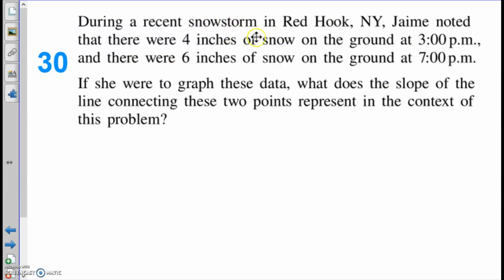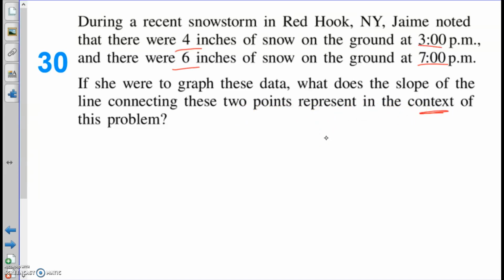30. During a recent snowstorm in Red Hook, New York, Jamie noted that there were 4 inches of snow on the ground at 3 p.m. and then 6 inches of snow at 7 p.m. If she were to graph these data, what does the slope of the line connecting the 2 points represent in the context of the problem?